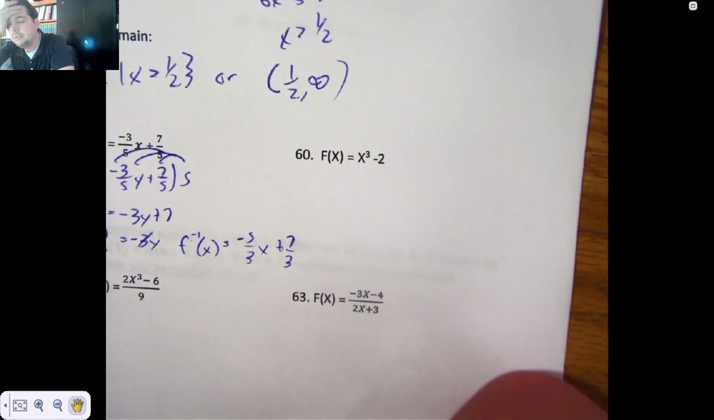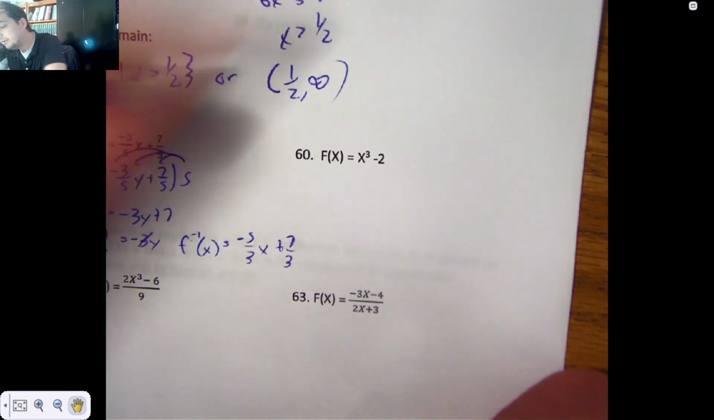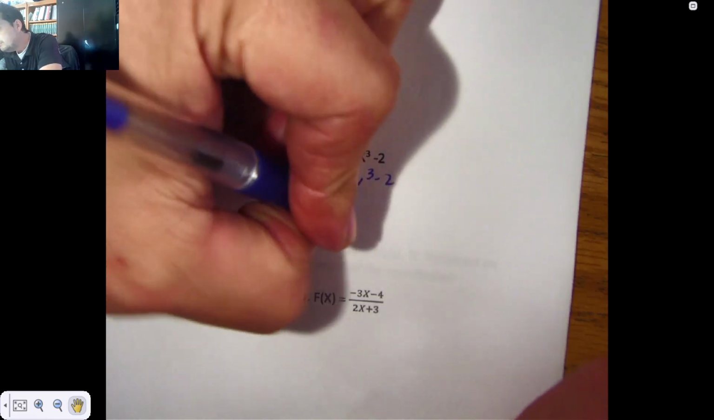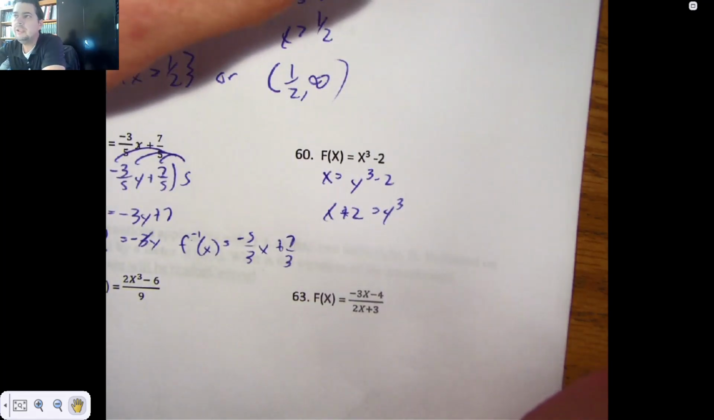60, we got a cubic. The opposite of cubing would be cube rooting. Need to be thinking about that. X is y cubed minus 2. Add 2. X plus 2 is y cubed. The opposite of cubing is cube rooting.